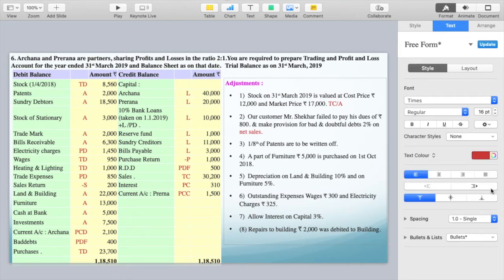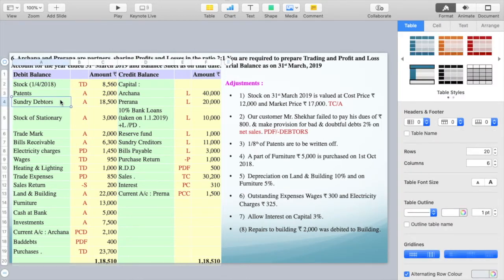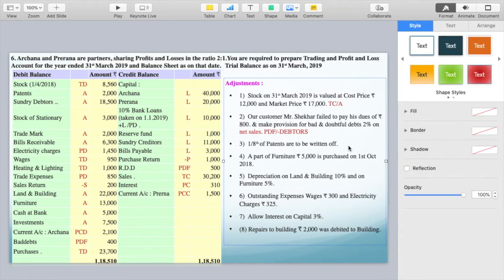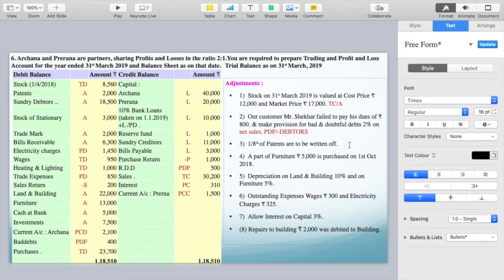Okay, what is the effects of the further bad debts and new RDD? That is P&L debit formula and less from debtors. Okay, so only calculation part will change. How? That we'll see along with the answer. Okay, next is 1/8 of the patents are to be written off.